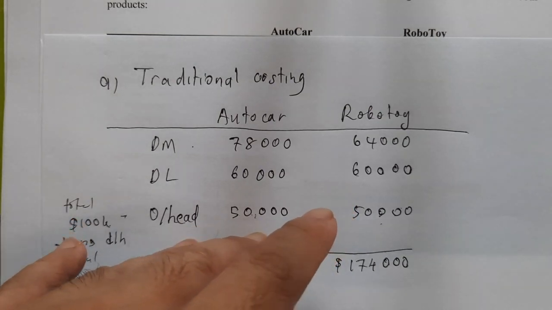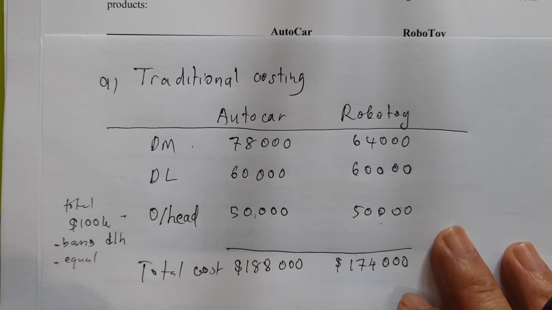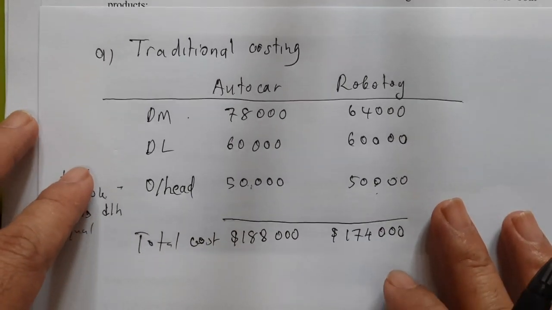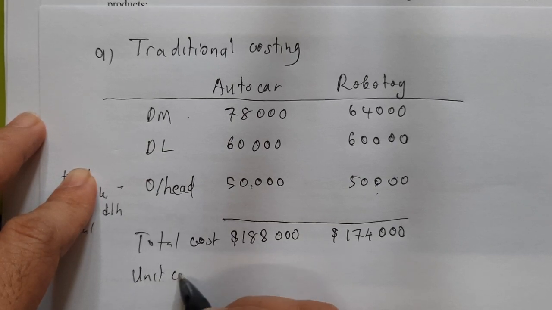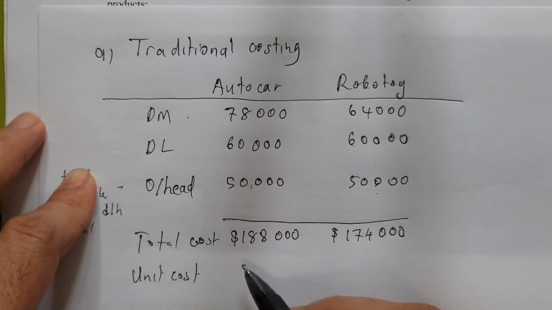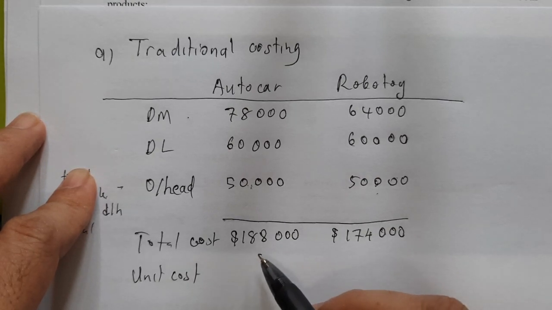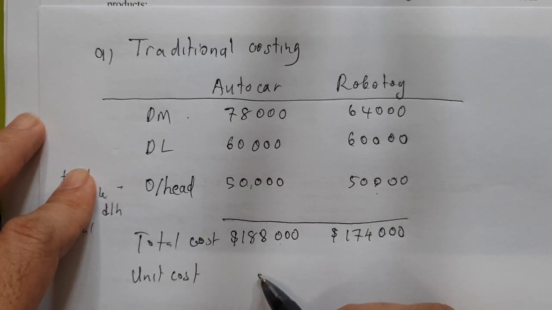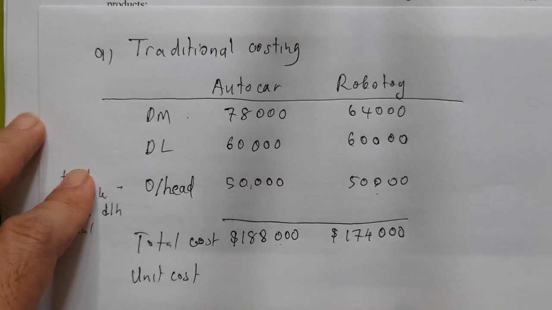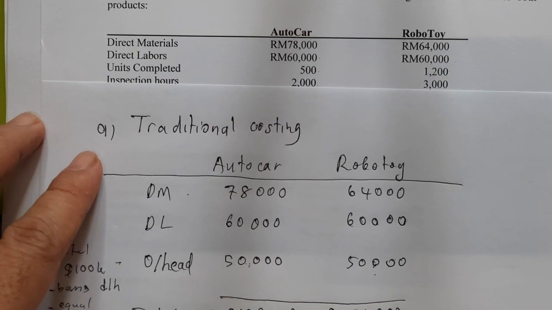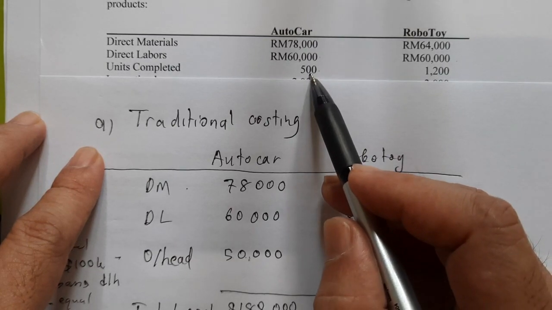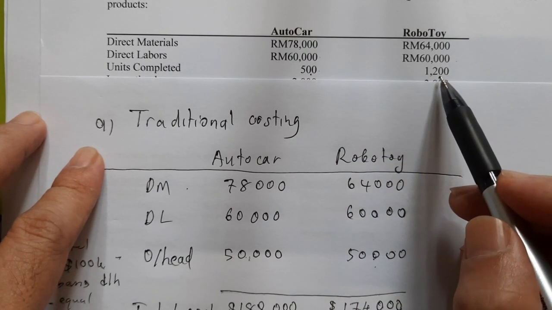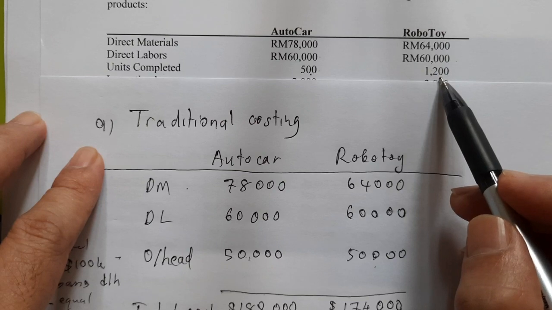The question asks you to calculate unit product cost. Unit cost for each product. So this is total cost. How to calculate the unit cost? To calculate the unit cost, you have to divide the total cost by the quantity of production. Okay. So see in the question, how many products have been produced? So units completed: 500 autocar have been completed and 1,200 robotoy have been completed.